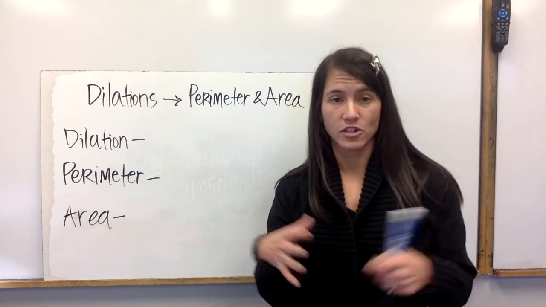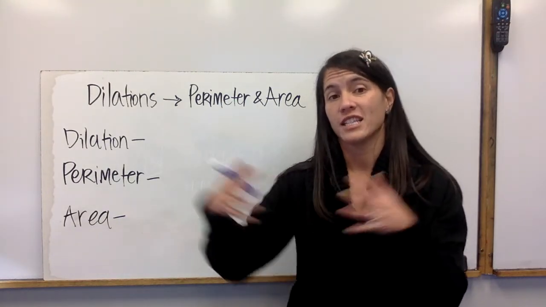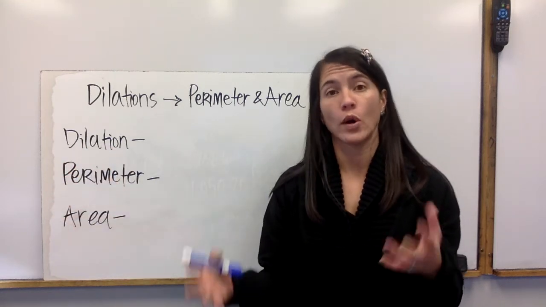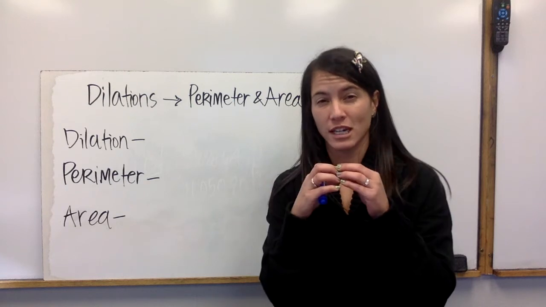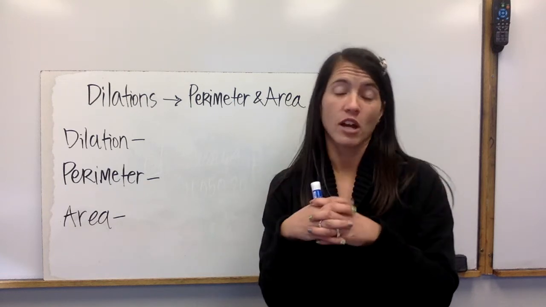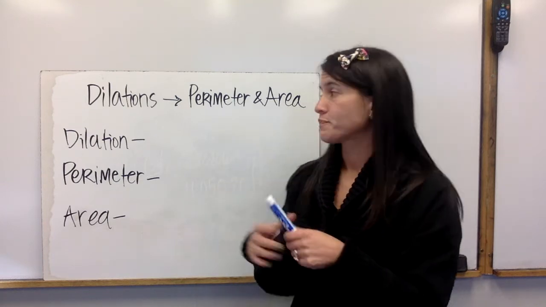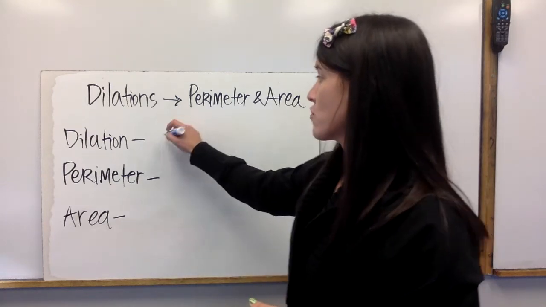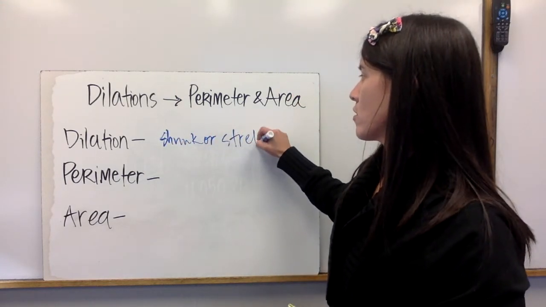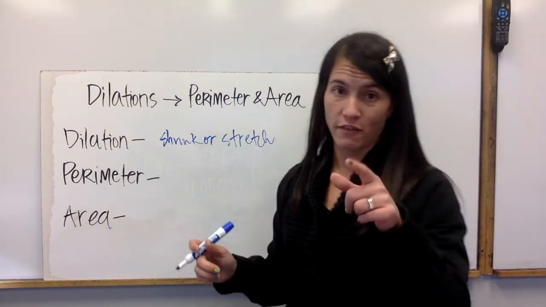We worked with dilations, and you usually have a scale factor. That scale factor is going to tell you it's an enlargement, a stretch, if the scale factor is greater than 1, or if the scale factor is less than 1, it's going to get smaller, it's a shrink. The figures are similar. They are not congruent, but after dilation, the figures are similar. So this is a shrink or a stretch. The perimeter is the distance around the figure.